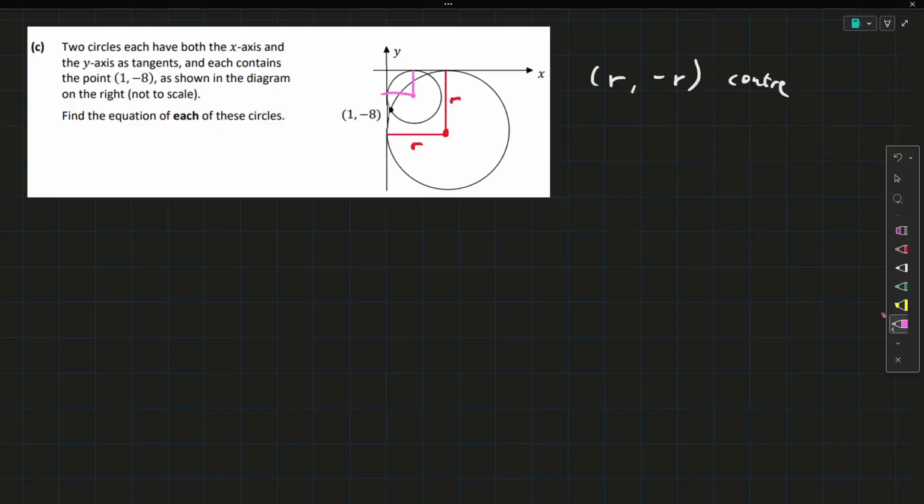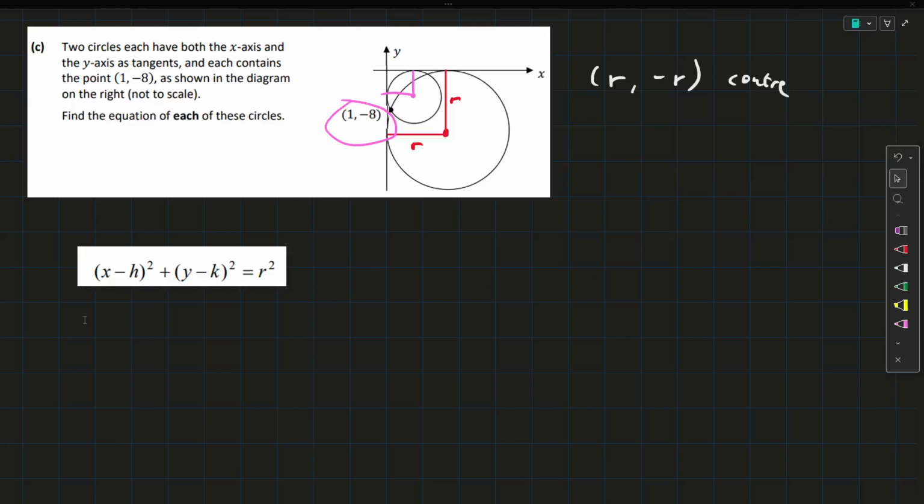So we have to make sure we use the other piece of information, which is that it goes through this point, and that limits us down to only two possible circles. So we can just write the equation of this circle. We can write x minus the x coordinate of the center, which is r, the whole thing squared, plus y minus the y coordinate, which is minus r, so we're going to end up having y plus r, squared, will be equal to r squared.